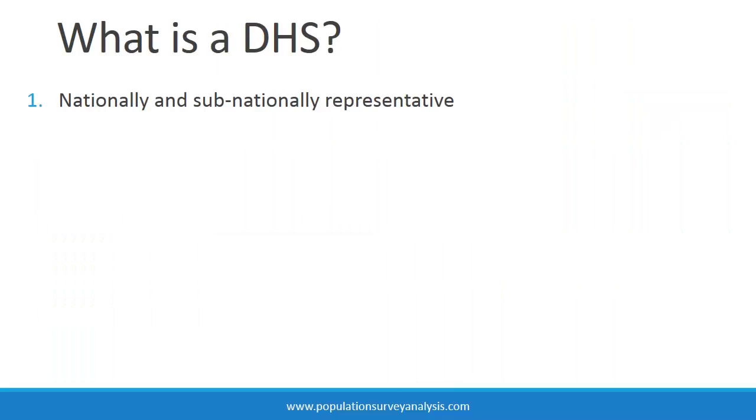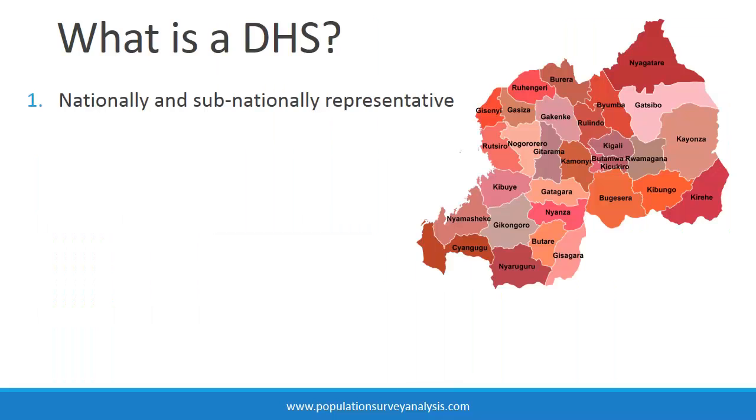Usually, DHSs are representative at the provincial level, but increasingly, surveys are representative at a district level in countries where health system decisions are made at the district level. For example, in Rwanda and Malawi.